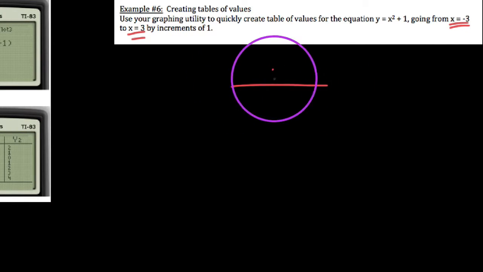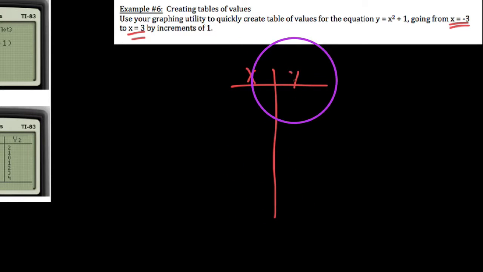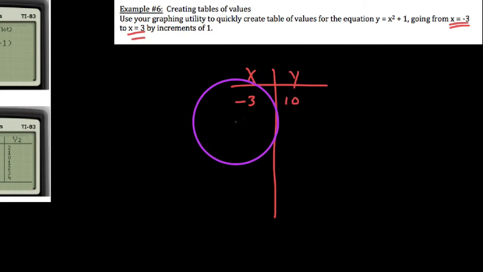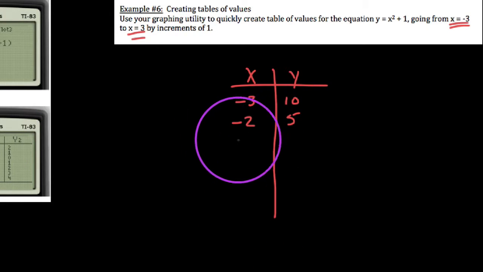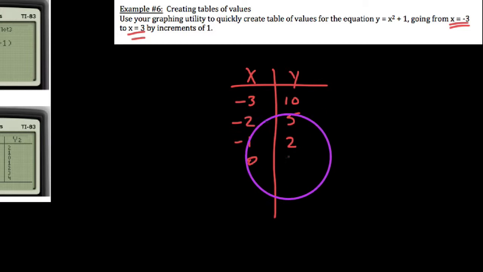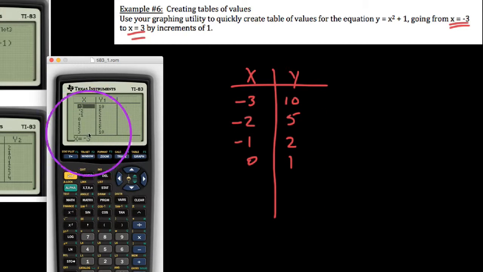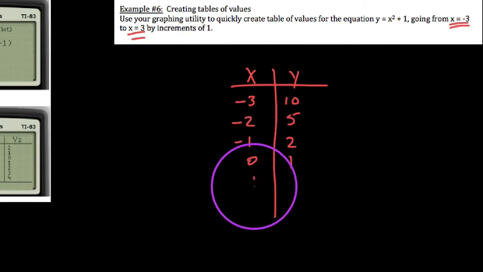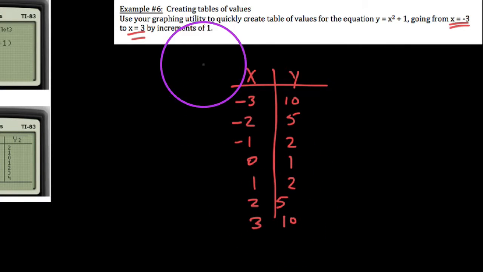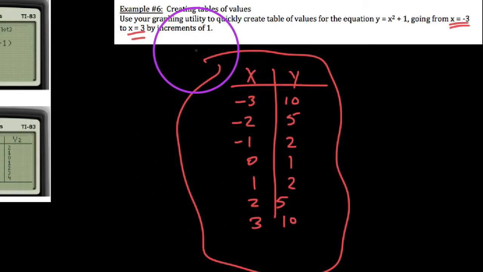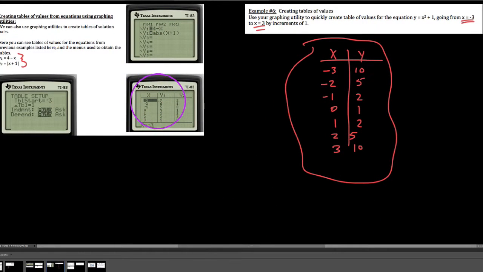So let's make our table here. Let's say x and y. We have negative 3, 10, negative 2, 5. I'll get this calculator back out here. We have negative 1, 2, 0, 1. Sorry to flip back and forth here. And we have 1, 2, 2, 5. And I know that this is going to be 3, 10. But that's how you use a calculator to quickly graph equations as well as look at their tables of values. Cheers.